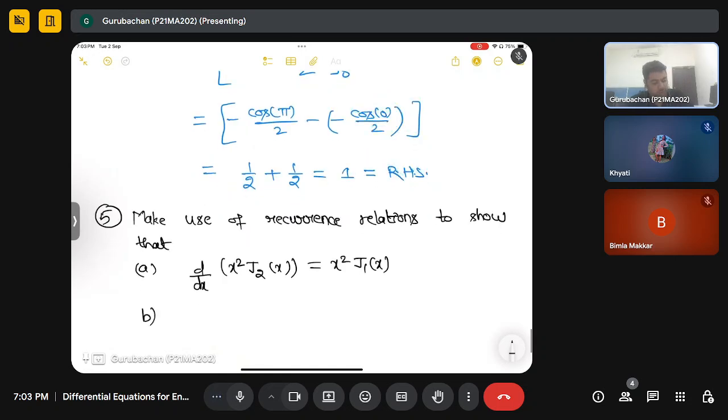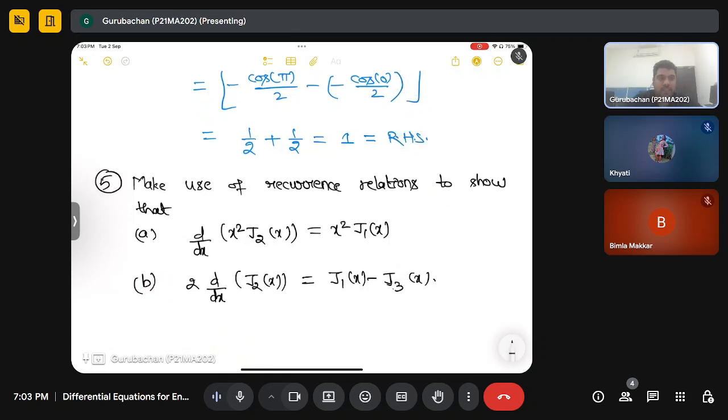Next one is 2 times d by dx of J2x equal to J1x minus J3x. So we need to show these two proofs with the help of the recurrence relation. First, you may try on your own, then we may discuss it.